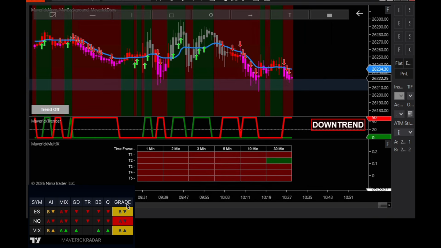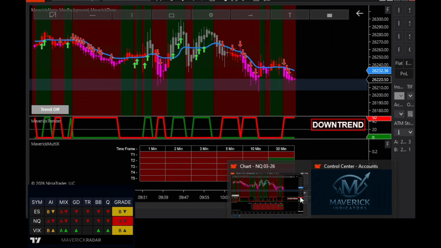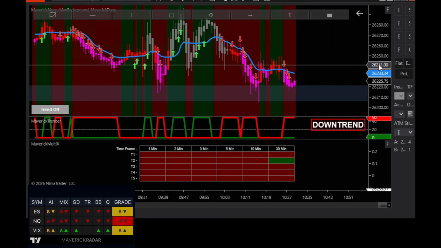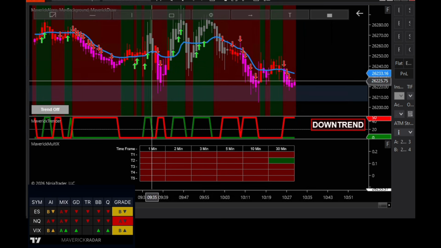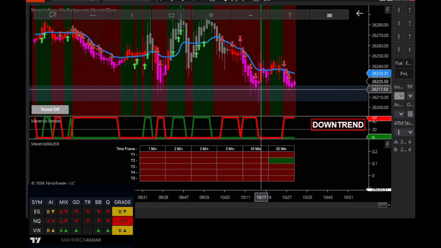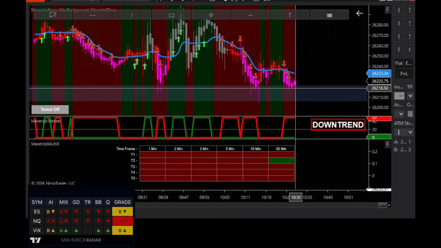What I do is I have my TradingView panel open down here, and then I have my NinjaTrader up here. So I just have 2 windows, and then easily I can use the Maverick Radar right here. So this is quite the support area. You can see we tested it here, we tested it all through here, couldn't break through, and now we're testing it again.